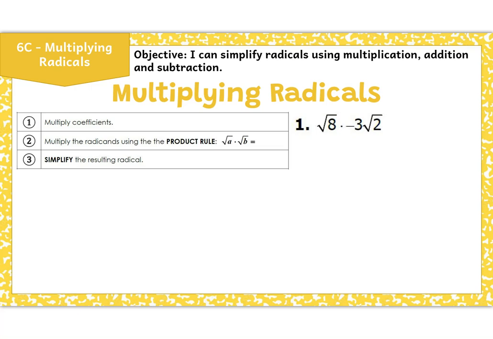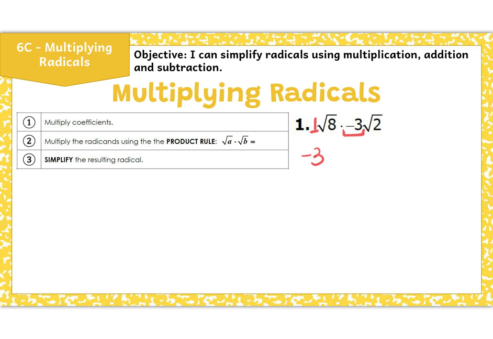In this video, we're going to go over multiplying radicals. So there are 3 simple steps to multiplying and simplifying radicals. Step 1 is to multiply the coefficients. So I noticed that -3 is a number in front of a radical, so it is a coefficient, and I would need to multiply whatever coefficient is in front of square root of 8. In this case, it is my invisible 1 that's always there when I need it. So I'm going to multiply 1 times -3, which gives me -3.